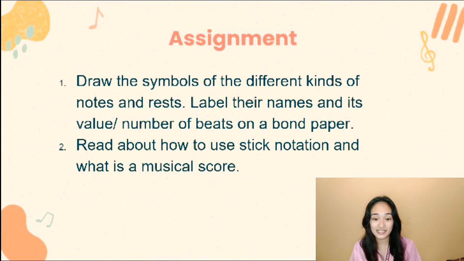For your assignment, draw the symbols of the different kinds of notes and rests and label their names, its value or number of beats on a bond paper. And for number two, read about how to use stick notation and what is a musical score. Again, for your assignment, draw the symbols of the different kinds of notes and rests, label their names, and its value or number of beats on a bond paper. For number two, read about how to use stick notation and what is a musical score.